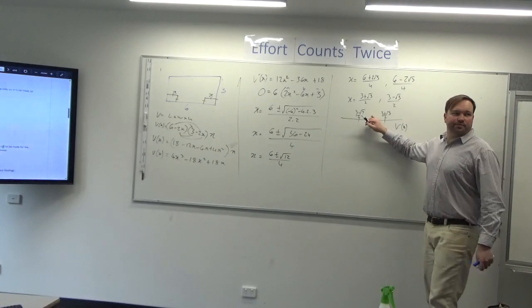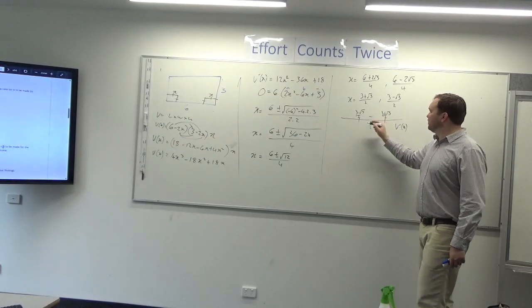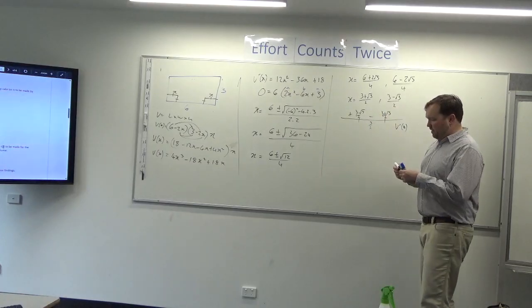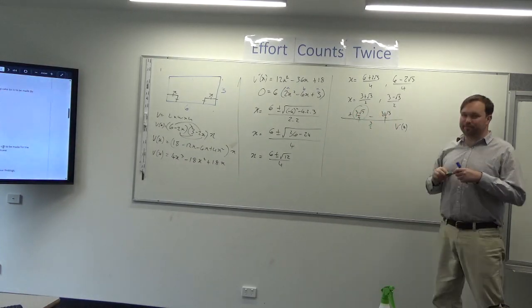This is a minus, isn't it? Negative in the middle. That is our maximum solution. 3 take root 3 on 2.